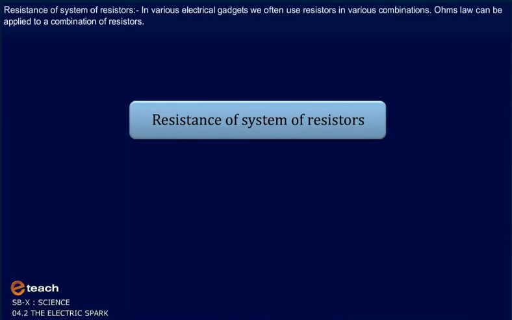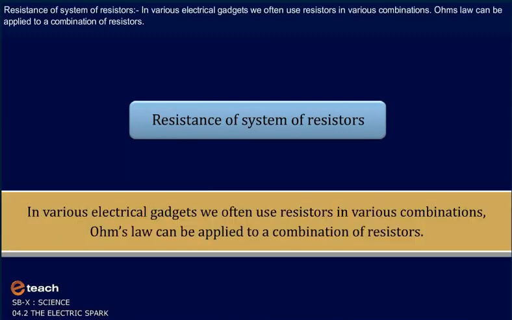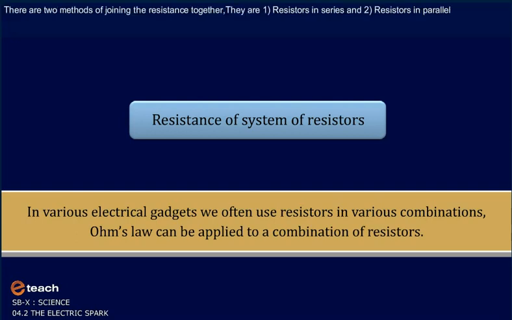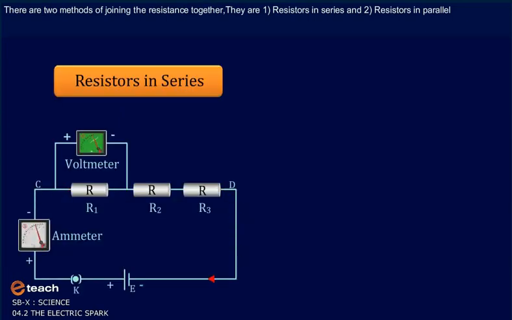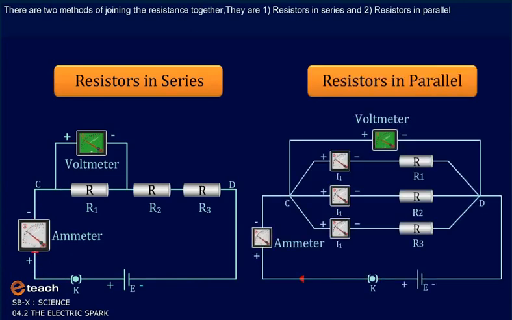Resistance of system of resistors. In various electric gadgets, we often use resistors in various combinations. Ohm's law can be applied to a combination of resistors. There are two methods of joining the resistance together. They are 1. Resistors in series and 2. Resistors in parallel.